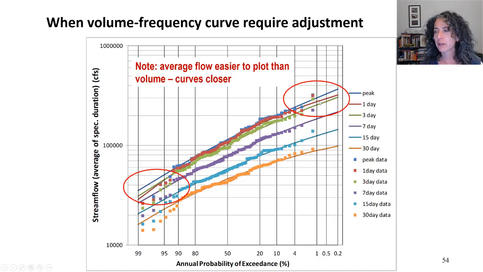And what's happened here is that the 1-day curve has a more negative skew coefficient than either the peak or the 3-day, and that's what gives it more of a downward curvature at the top and at the bottom. And so we're probably going to have to adjust the skew coefficient for the 1-day curve to make these consistent. So we're going to look at the mean, standard deviation, and skew of the log flows and smooth them so that they make sense as a set.